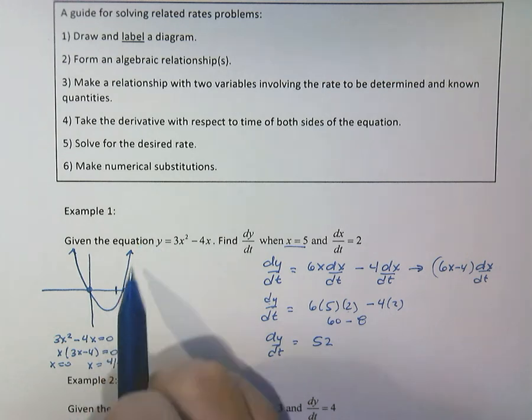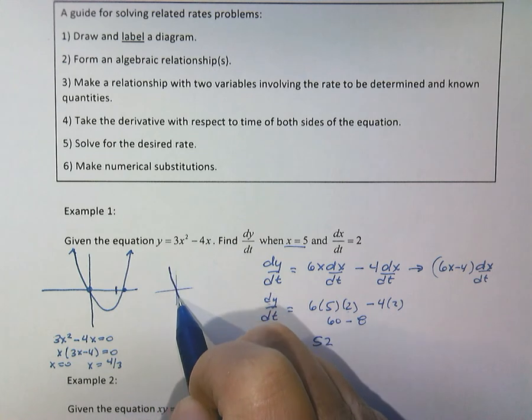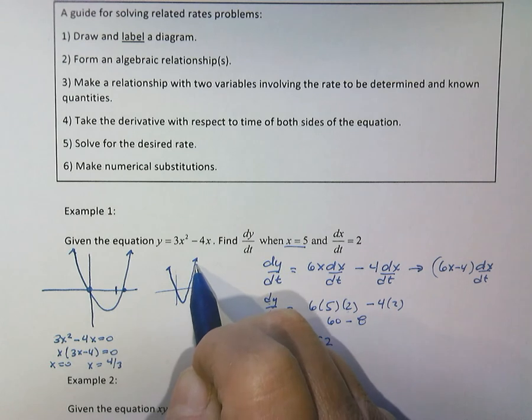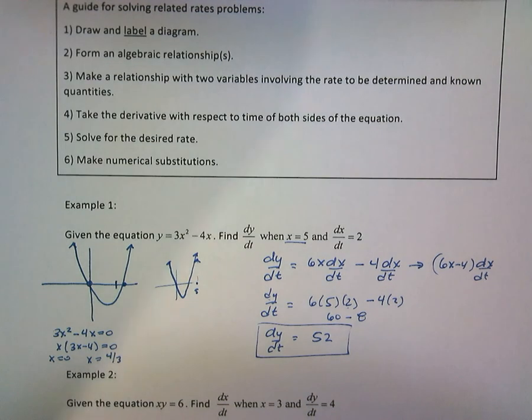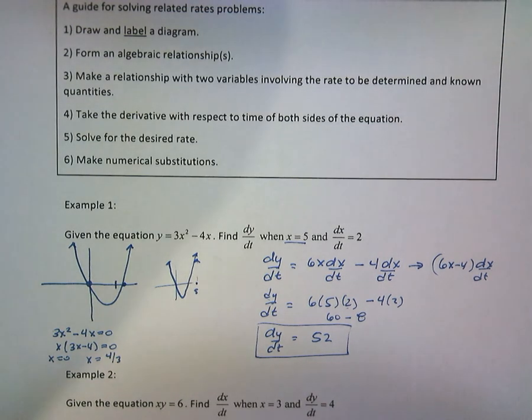5 doesn't even show up on here. 5 would be way up here, if I were to zoom out a lot for this, say 5 was right here, dy/dt is changing 52 units of horizontal or vertical distance over time. Which makes sense, and this is one thing I like to think about, is this is increasing, so it's going to be a positive derivative.